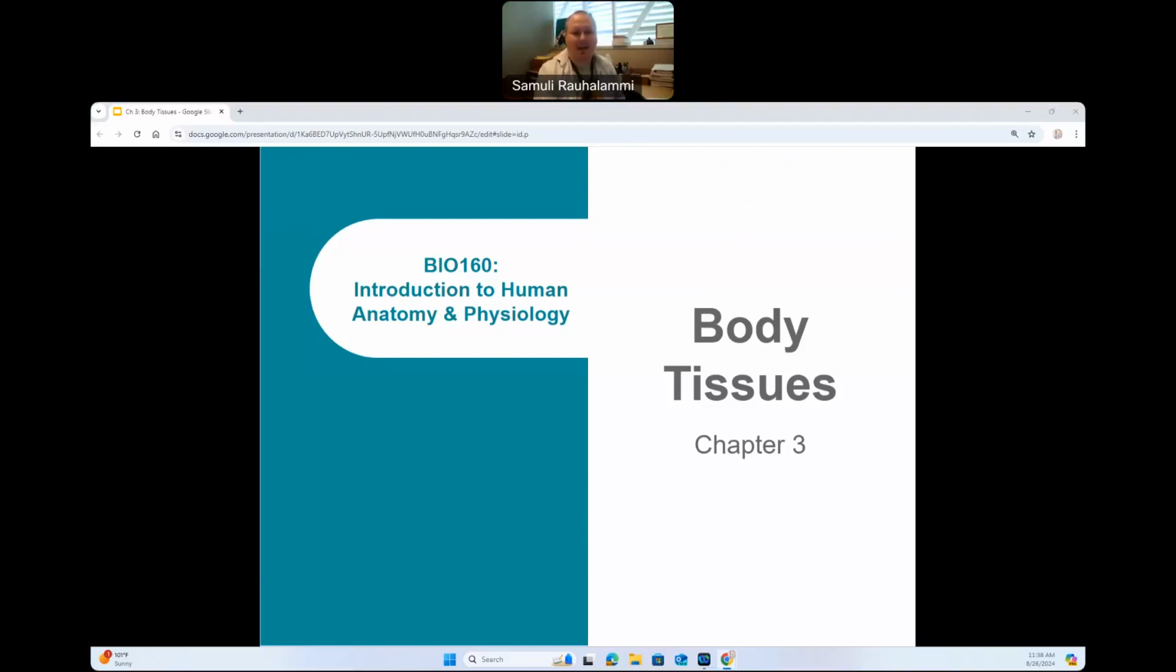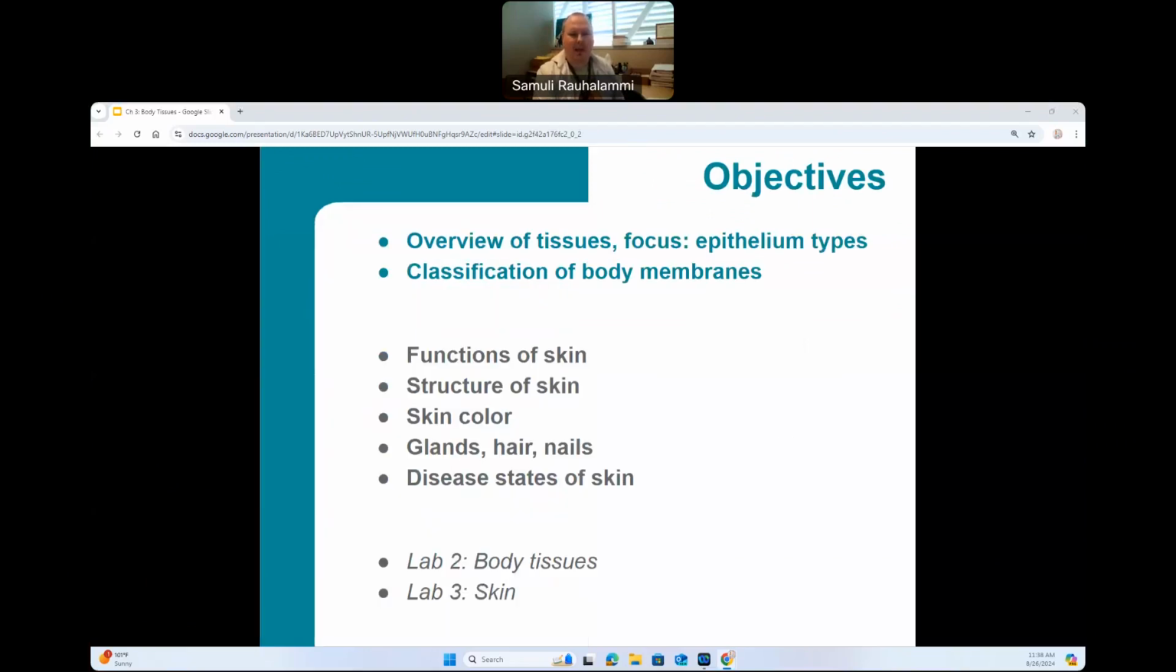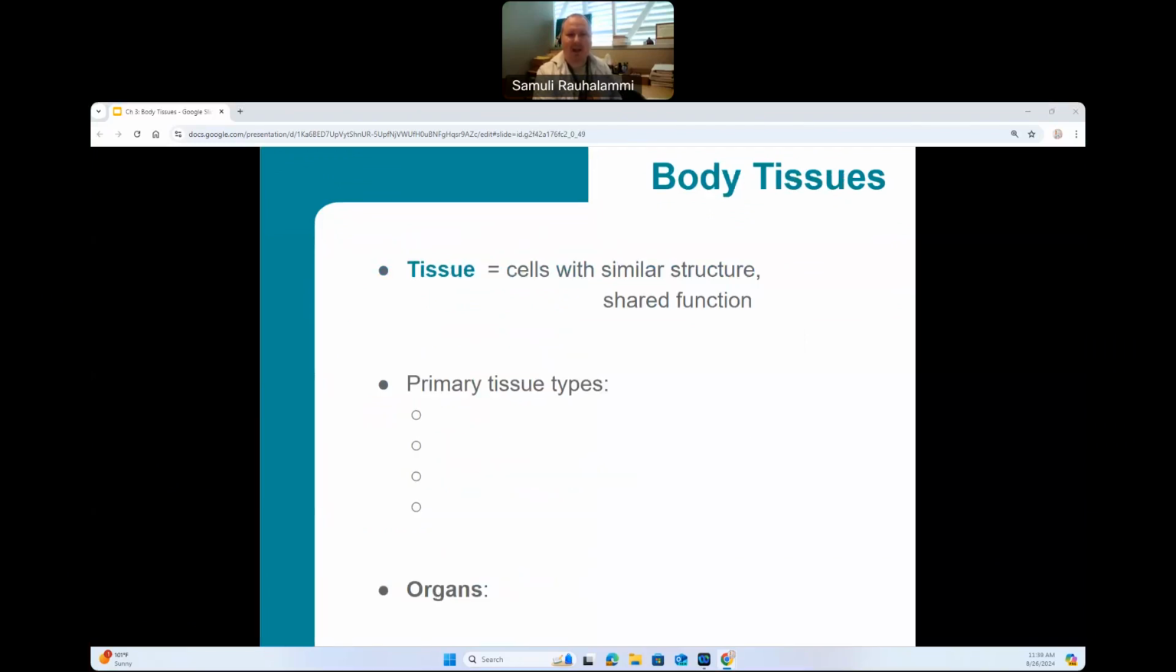Okay, let's make a start with this week's material. So this week we are really looking at two different portions. We'll start by talking about tissues and classification of body membranes based on those tissues, and then we'll move on to discuss the skin. So the first part of these recordings is going to be all about the tissues.